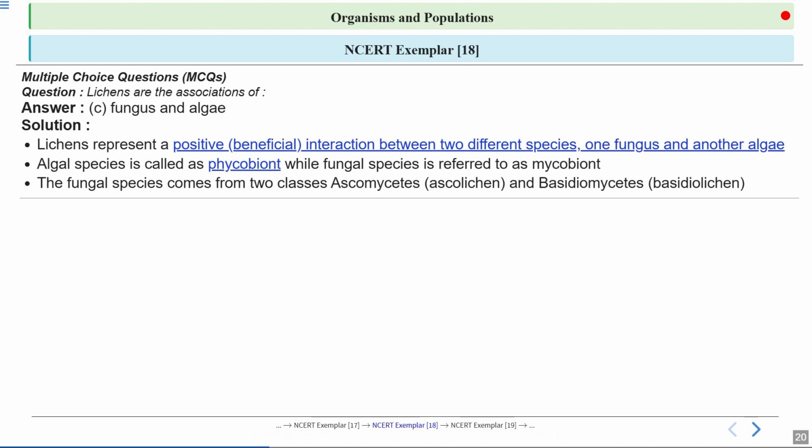So these fungus and algae form a symbiotic association. Lichens are an example of a symbiotic association between fungus and algae. Here both the partners are benefited. Algae can photosynthesize, so it provides the organic compound to the fungus, and the fungus provides shelter to the algae. Both the partners are getting benefited. Fungus is also providing nutrients and water to the algae.